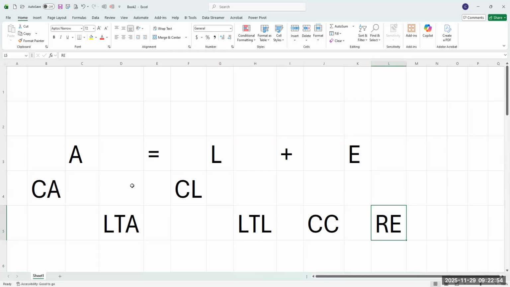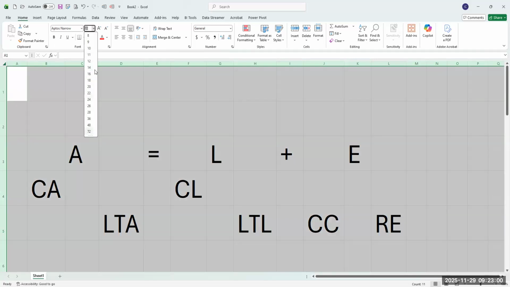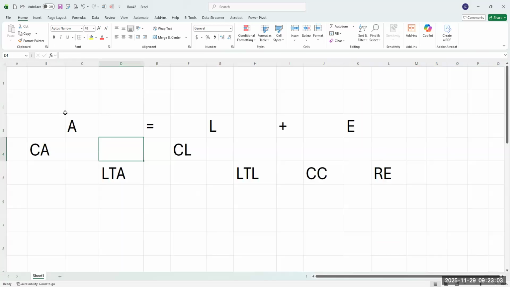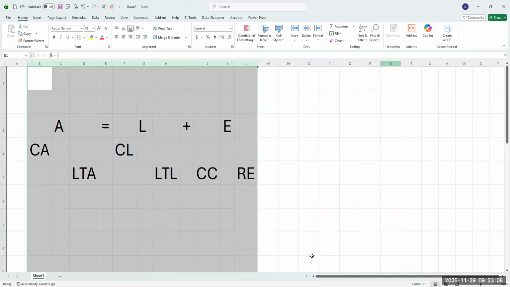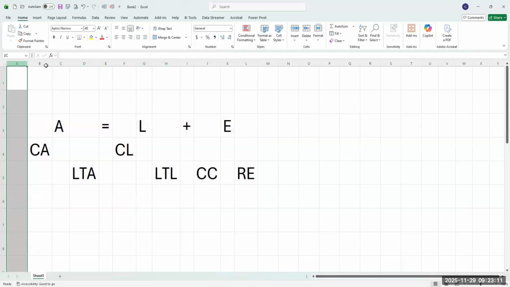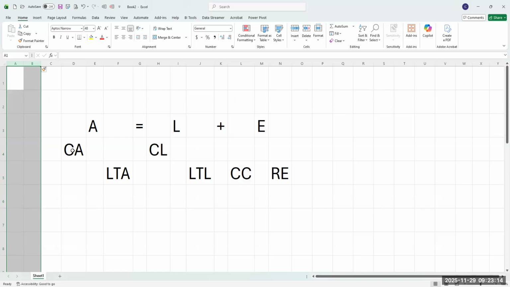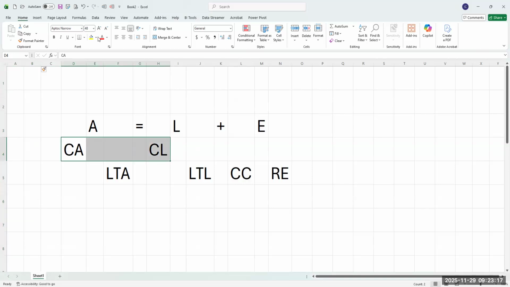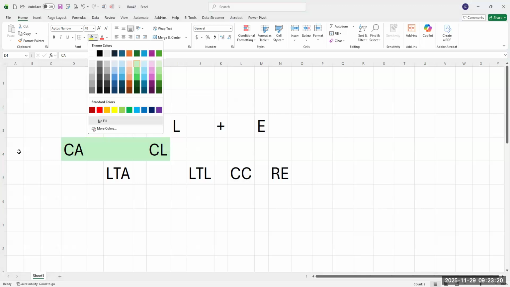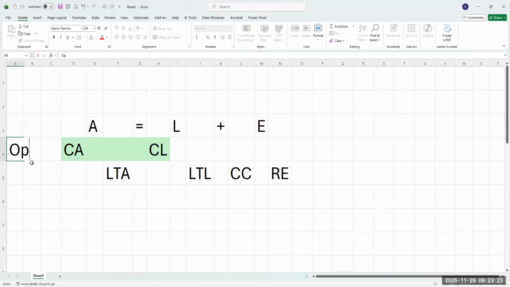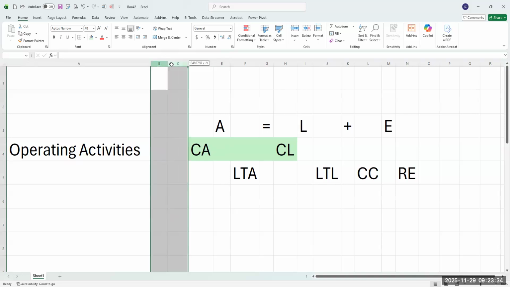So now how can we look at the cash flow statement? Out of this equation, I'm going to make it a little bit smaller. Out of this equation, what we can draw and how we can interpret the cash flow statement. Now, the current assets and current liability, those two, are going to give us our operating activity in the cash flow statement. Only those two. Current assets and current liability.